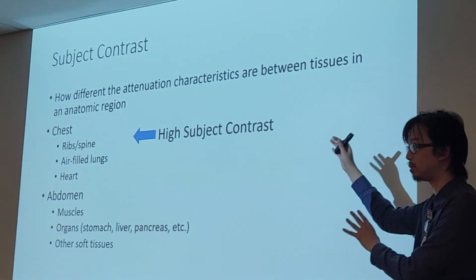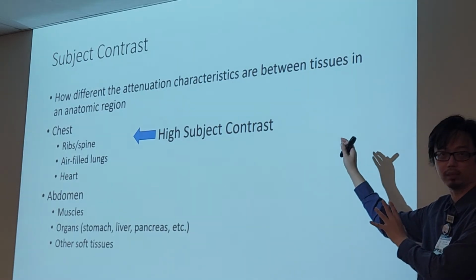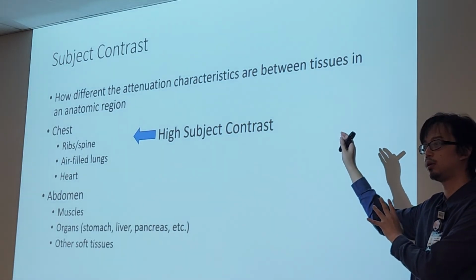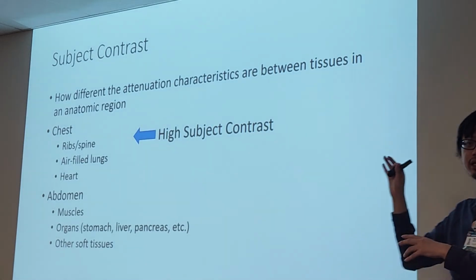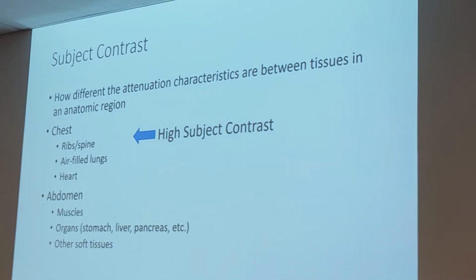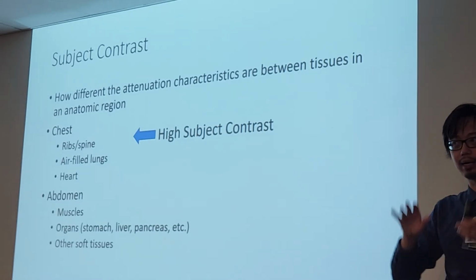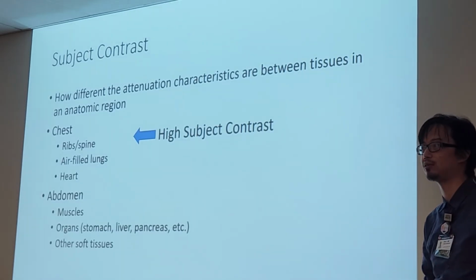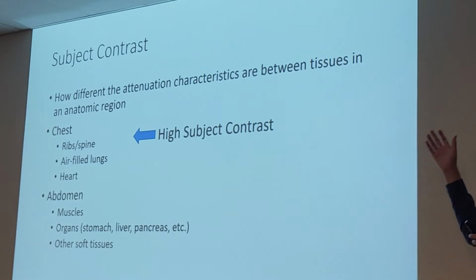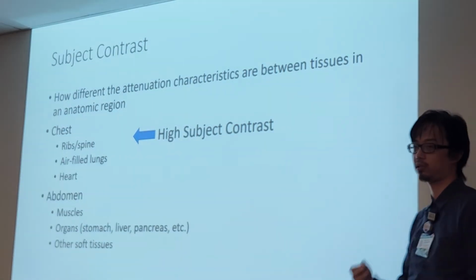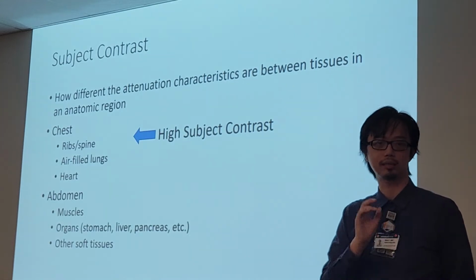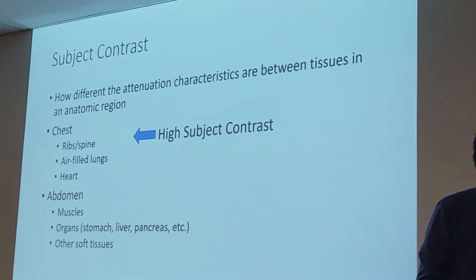This is innate, it's built into the anatomy. Does that make sense? It's not something that we can adjust. I can't go into the patient and change the subject contrast. I can't go to the bone and say, hey, I need you to stop absorbing so many x-rays. The bone just naturally absorbs more x-rays, air naturally transmits more x-rays. So that's subject contrast.